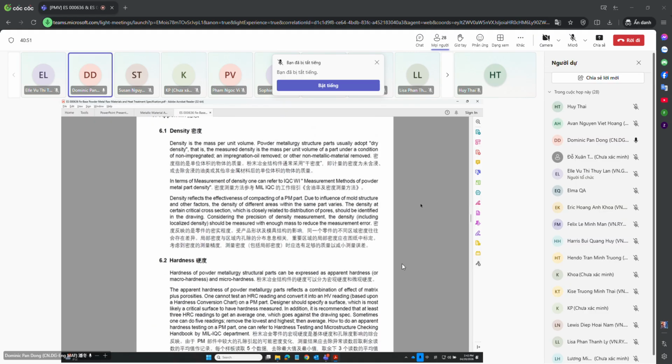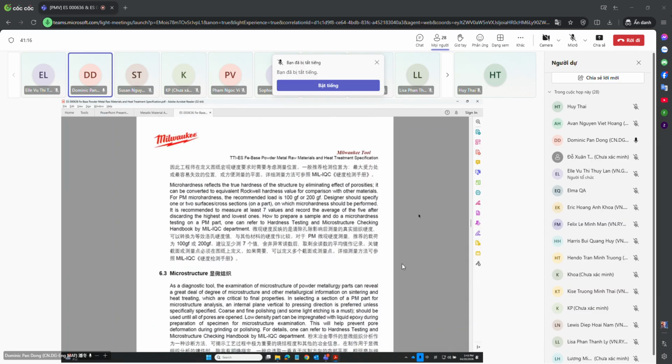All right, we go to the density. The detailed requirement for density is listed in Milwaukee's IQCWI. It is basically in accordance with ISO's testing standard. And please pay attention that this gives only the overall density of the full part, not a local one.